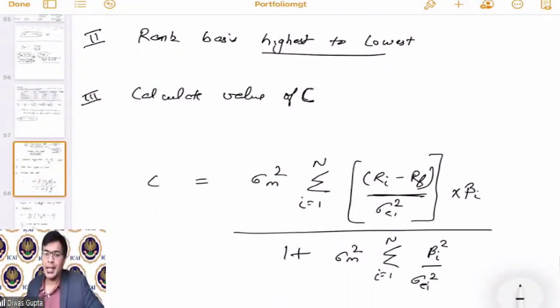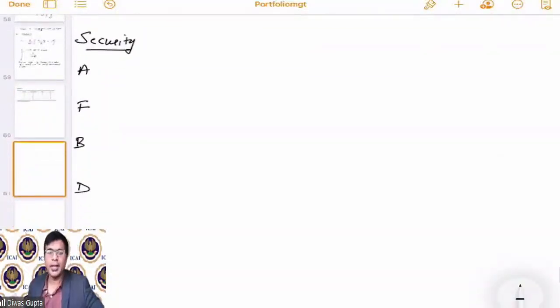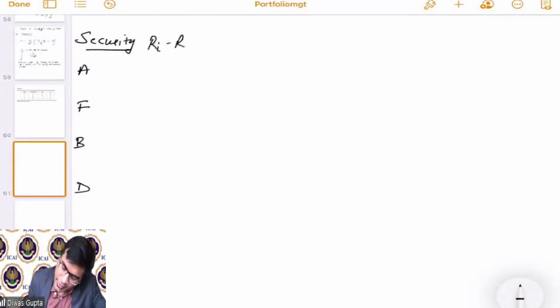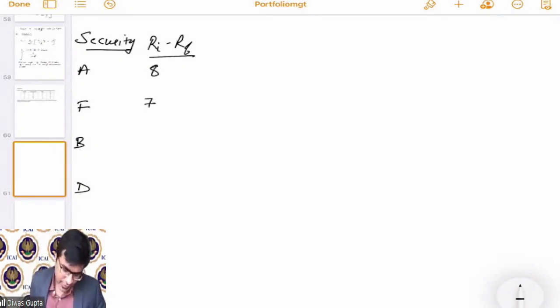So C involves a lot of calculations here. We will plot one by one, column by column, first for all the numerators and then for the denominator calculation. For the numerator, the first thing required is Ri minus Rf, correct? For A, we have already calculated in the above table. I'm just copying it from there, but in sequence: A has to be copied in front of A, F in front of F. So it was 8, 7.